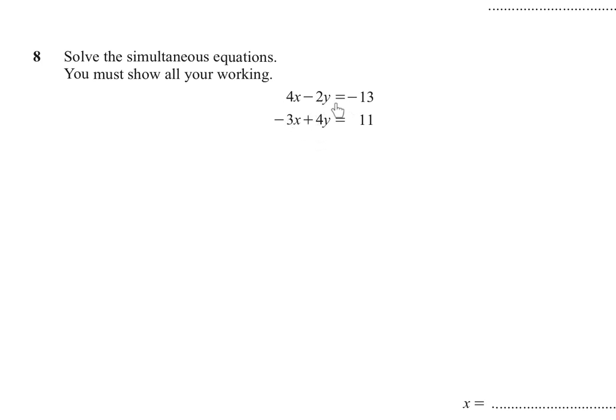How to eliminate y? Multiply the first equation by 2. Then you have 8x minus 4y equals negative 26. Yes, equal negative 26. And the second equation is the same, negative 3x plus 4y equals 11.